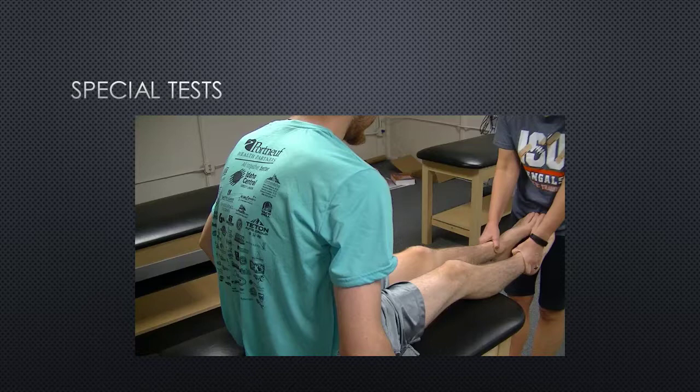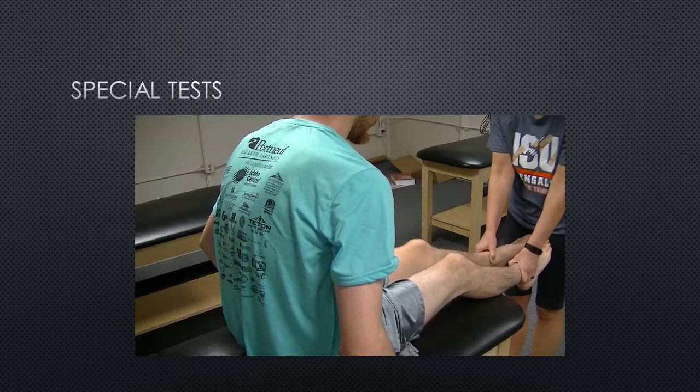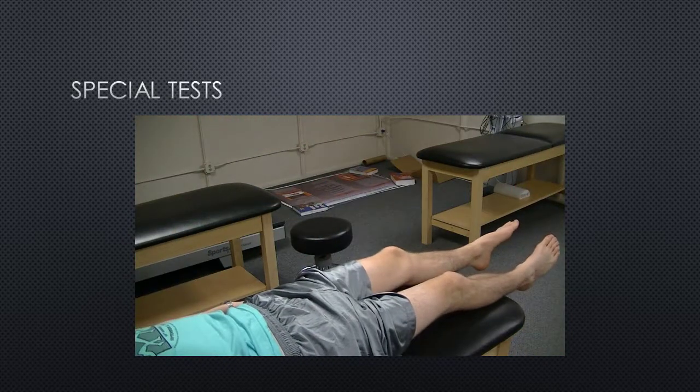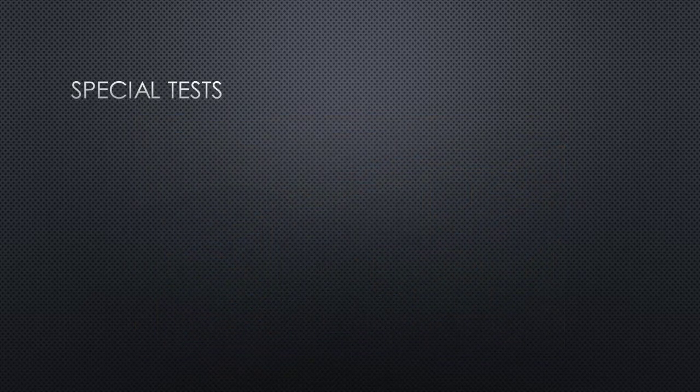The subject then slowly assumes the long sitting position and malleolar position is reassessed. A leg that appears longer in the supine position but shorter in the long sitting position is indicative of an ipsilateral anteriorly rotated ilium. Conversely, a leg that appears shorter in the supine position but longer in the long sitting position is indicative of an ipsilateral posteriorly rotated ilium.